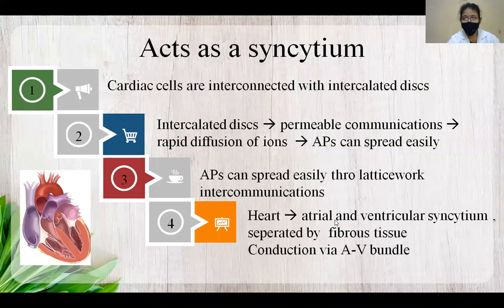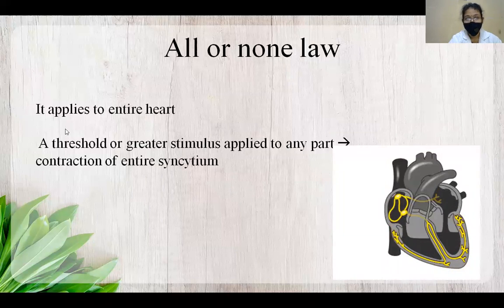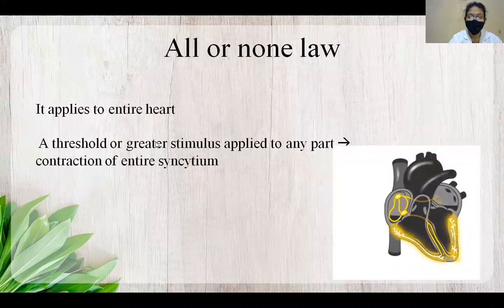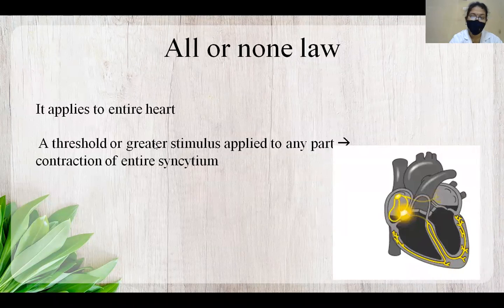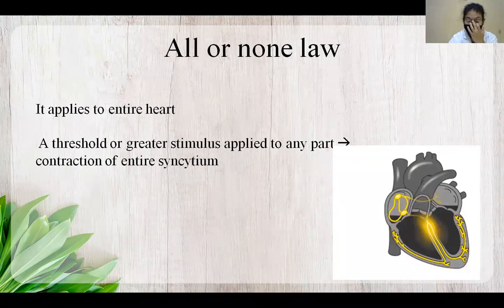And in the heart, the atrial and ventricular syncytium are separated by fibrous tissue. That is the AV ring. So what is the all or none law? Means it applies to the entire heart. So whenever a threshold stimulus or suprathreshold stimulus, a stimulus which is greater than the threshold stimulus, is applied to any part of the heart, it causes contraction of the entire syncytium. Means the heart functions as a whole. It doesn't function as an individual unit. And that is very, very crucial for its mechanical function.